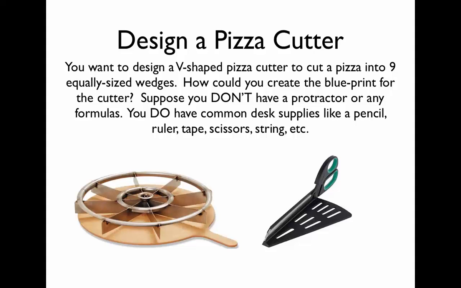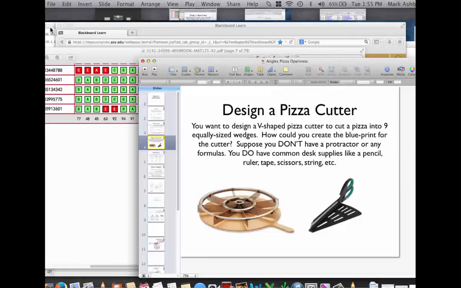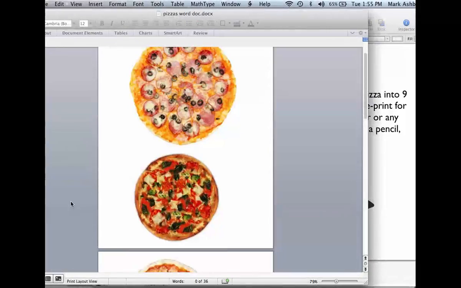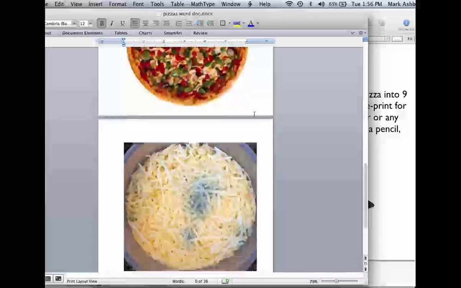Sure, he wants a pizza. I can do it. There you go. I was all ready. Does that make you hungry? Okay, then we'll look at this one then.